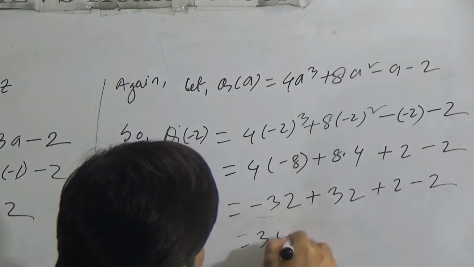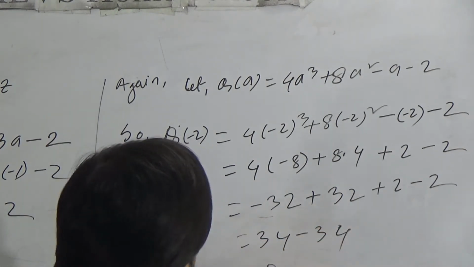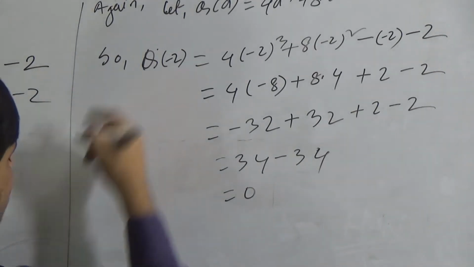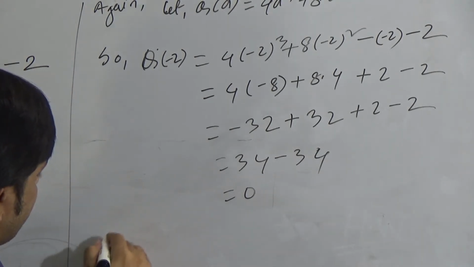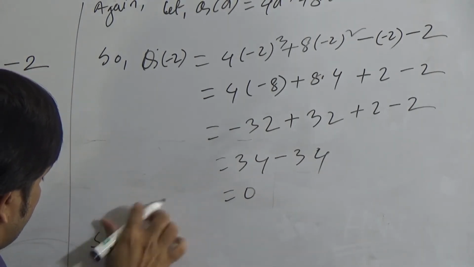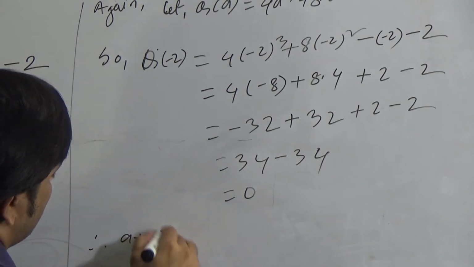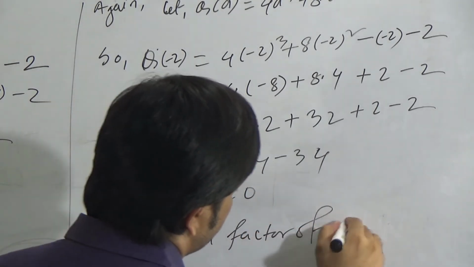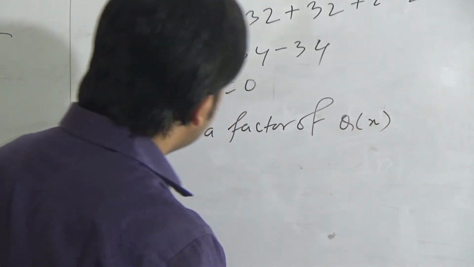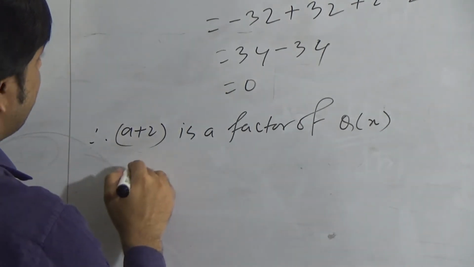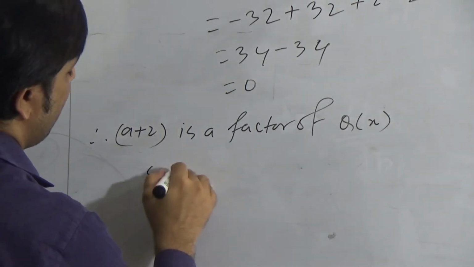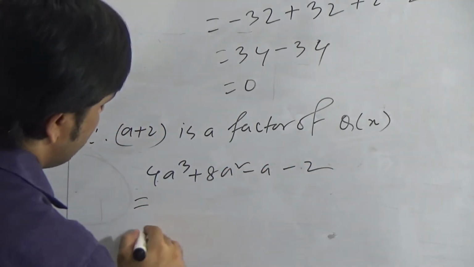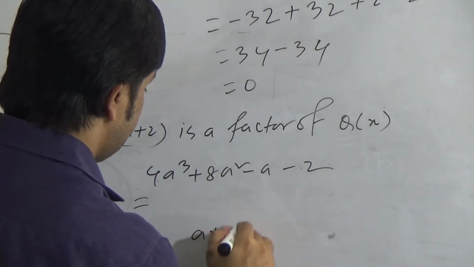So we'll get here 34 minus 34, it means 0. So we can say a plus 2 is also a factor of q of x. Therefore, a plus 2 is a factor of q of x. Now we can write the given expression 4a cube plus 8a square minus a minus 2, giving double equal here and writing the factor a plus 2 here.